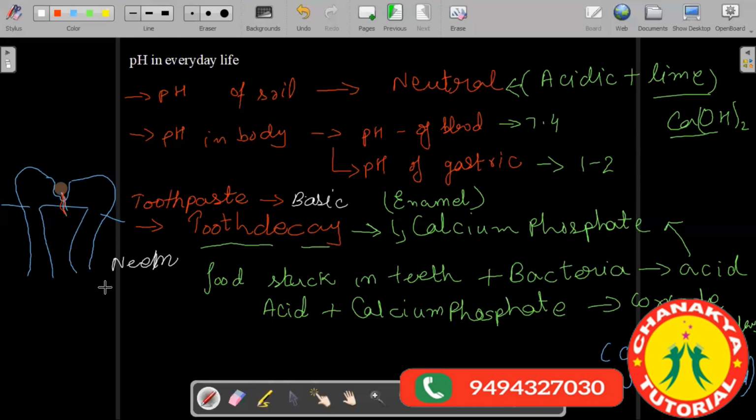Yes, neem is natural. A lot of bases are present in neem, which is why it is bitter in taste. So when you use neem, it neutralizes all the acid content of the teeth. All the toothpastes have to be basic in nature. Got it? Yes or no? Today we have done pH in everyday life, where we have seen the pH of the solution. We have seen pH is necessary in our body and pH is the cause of tooth decay. I think everyone has understood.